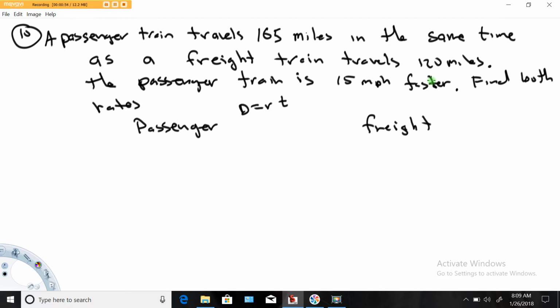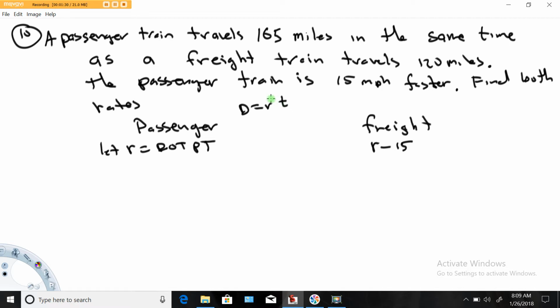A very important thing to realize is the unknowns. The unknowns are the two rates, so I'm going to let R equal the rate of the passenger train. Now, you'll notice that it says the passenger train is 15 miles per hour faster than the other train. So if this one is R, then the other one is going to be R minus 15. We could also define R as the rate of the freight train, and then the passenger train would be R plus 15, and it won't matter which.